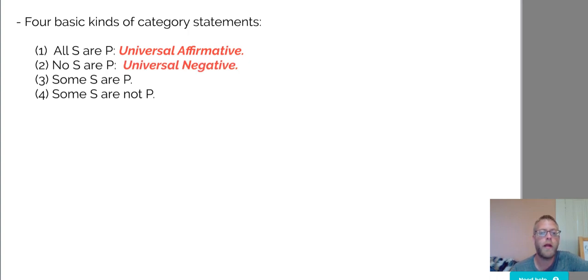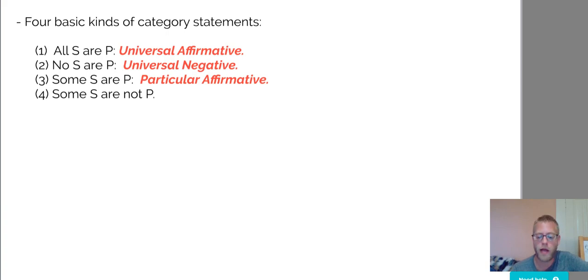Right? Or you can have a universal negative. We're talking about all the members of the group or class of S and saying that none of them are in the group P. Universal negative. I could say about some S's that they are P's. You could say some people are hard workers. Then we're making a particular affirmative statement. We're not talking about all the members, just some of the members, and we're saying something positive about them.